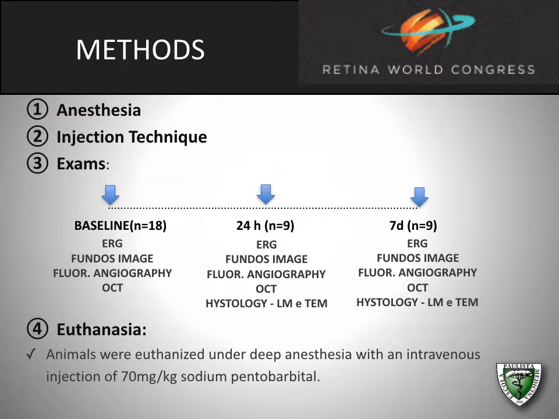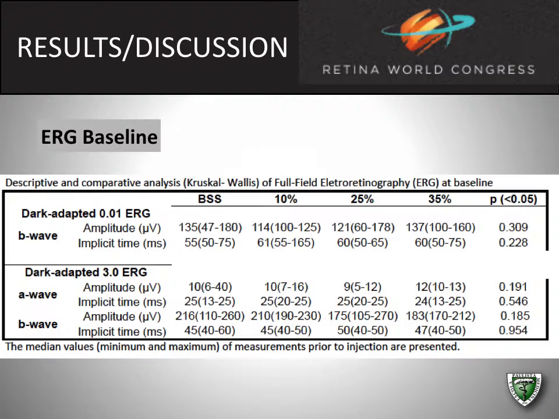All surgical and examination procedures were performed under anesthesia using an intramuscular injection. The dye was injected in the right eye at the superior temporal sclera, 2 mm posterior to the limbus. The left eye was injected with BSS for control. The animals were submitted to the exams at baseline. At 24 hours and 7 days after intravitreal injection, the exams were repeated in 3 animals of each concentration. They were euthanized at 24 hours and 7 days to perform histology by LM and TEM.